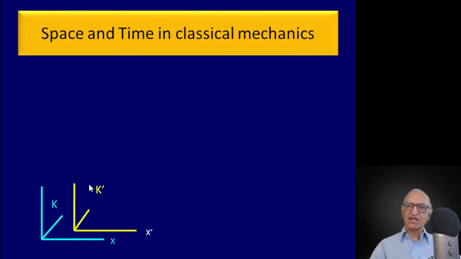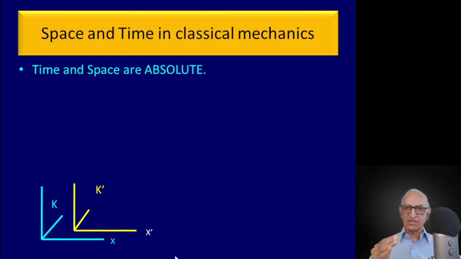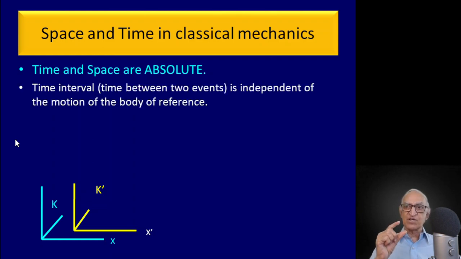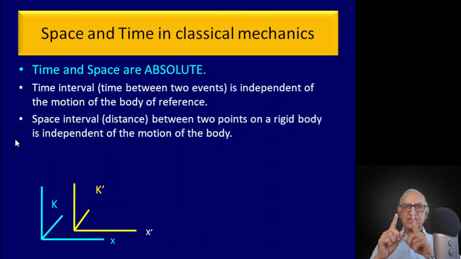Let us consider the status of space and time in classical mechanics. Here are two reference frames, K and K prime, moving with uniform velocity with respect to one another. According to Newton and Galileo before that, time and space are absolute concepts. Time interval between two events is independent of the motion of the body of reference. Similarly, space interval or the distance between two points on a rigid body is independent of the motion of the body.